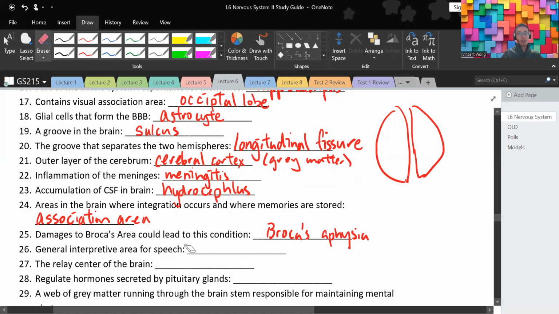General interpretive area for speech, to understand what people are saying, you need the Wernicke's area.